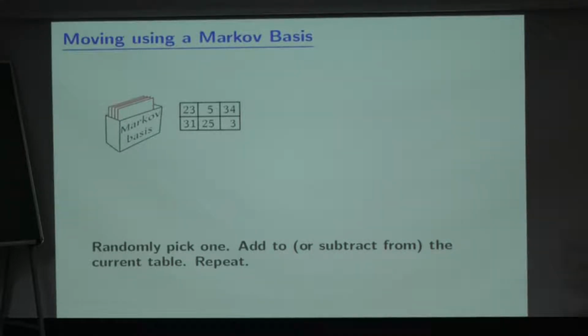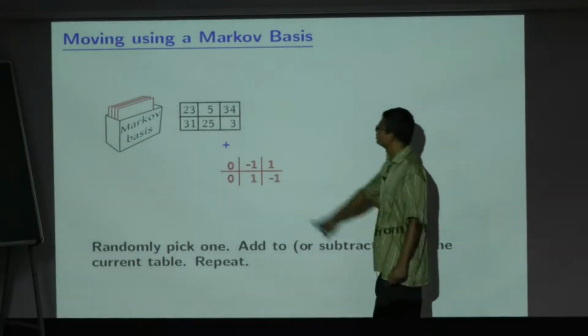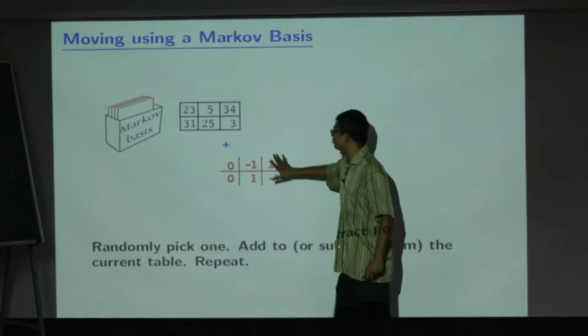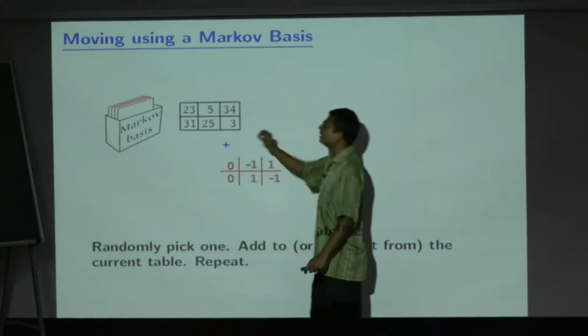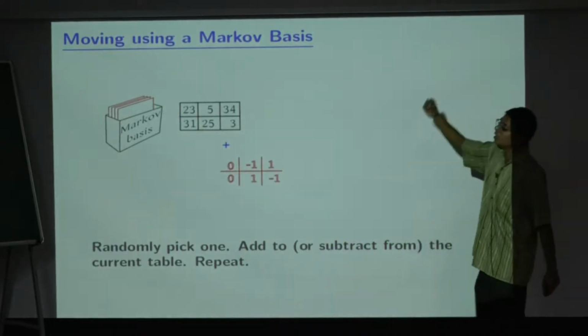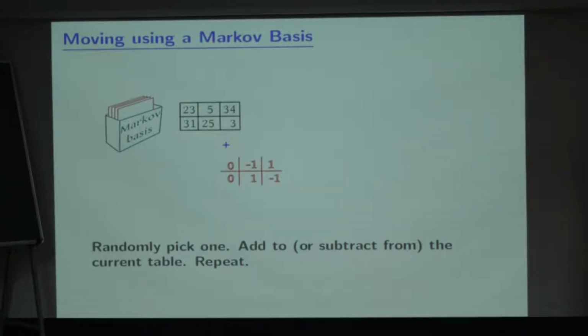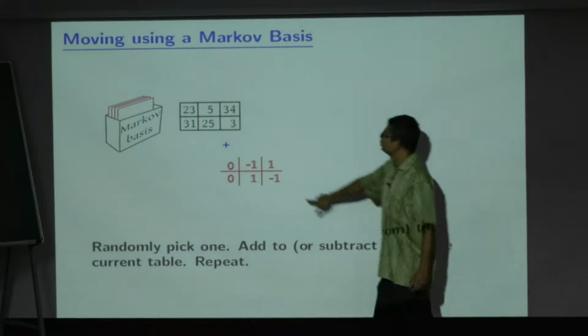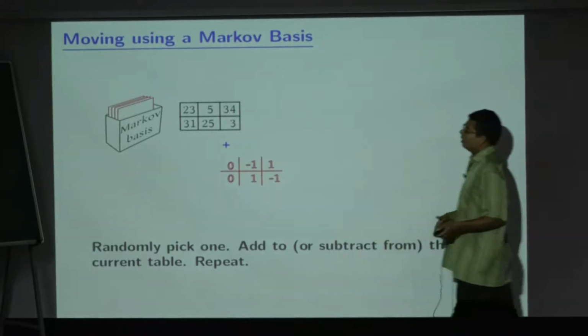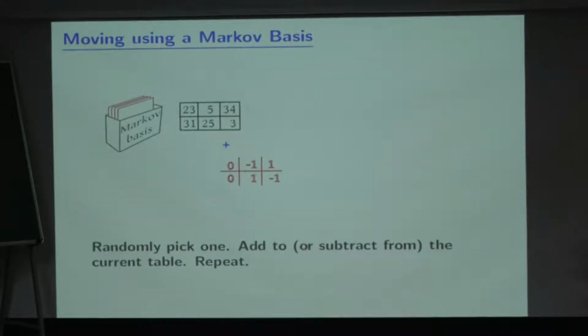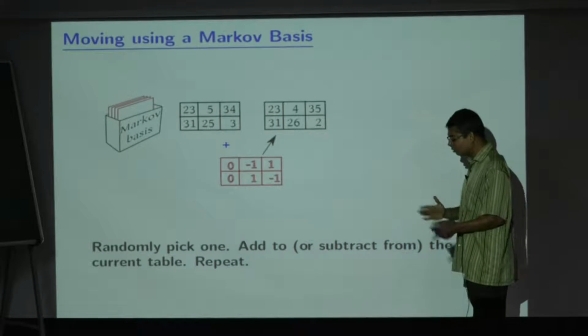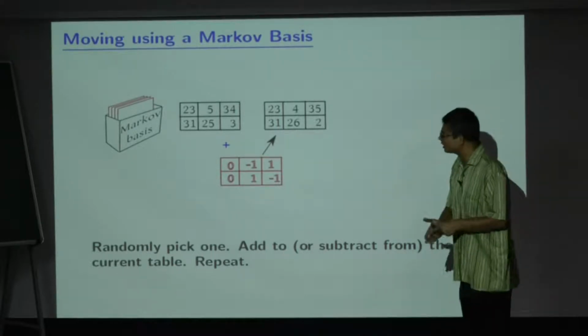Let's just see an example. Suppose I pick one card at random, which happens to be 0, -1, 1, 0, 1, -1. This is one of those cards. I picked at random. If there are 4, I give equal probability to each of them. And I have chosen randomly to use, I'm just going to add. I can add or subtract. So the new table is this. So it is just like choosing north, south, east, west and moving to the next position.